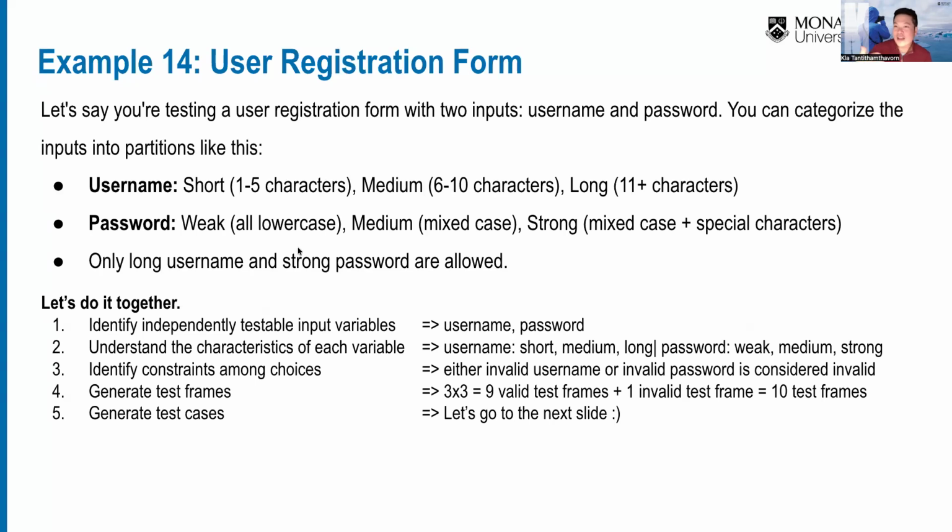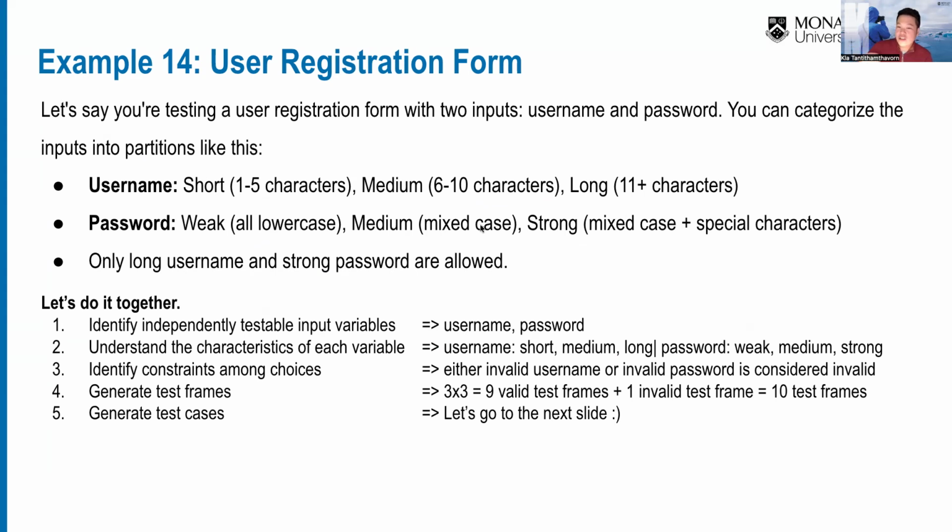Let's take a look at an example together so that you understand better. Let's say this is a user registration form. You want to check whether the username is a short one, a medium one, or a long one, and whether the password is weak, medium, or strong. Then you define certain criteria about the strength of the password. Weak means they are all lowercase, but if you mix something, it's considered medium. However, when you include special characters, you consider it strong.